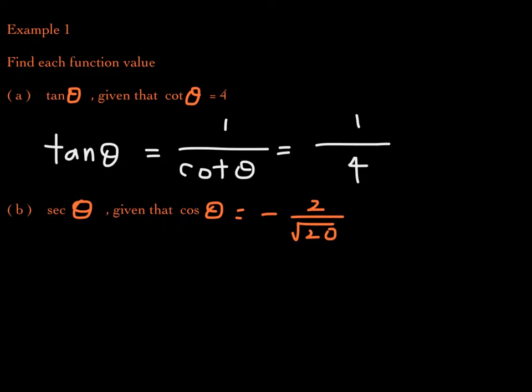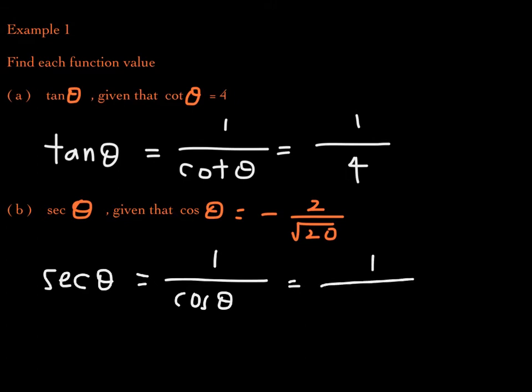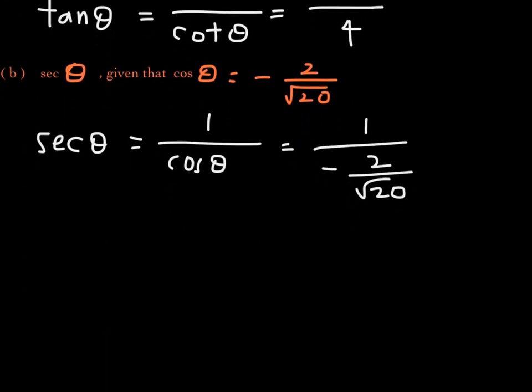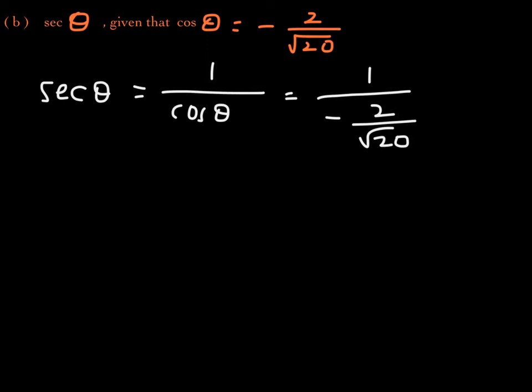Now find secant of theta given that cosine of theta is negative 2 over root 20. Now, you can look at your list for your reciprocal identities, and you can find that secant of theta is equal to 1 over cosine of theta. Now, the good news is that cosine of theta is given. It is negative 2 over root 20. You can see we have some simplifying to do in this expression.